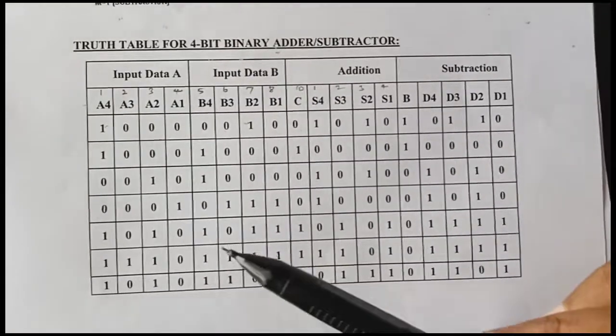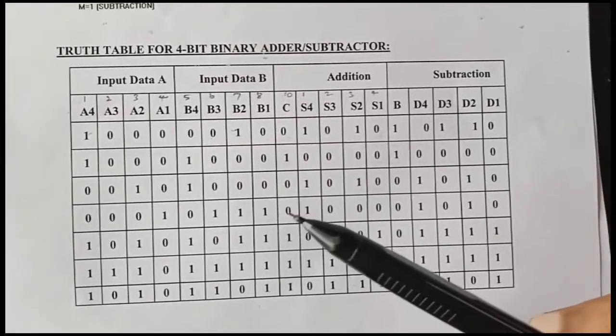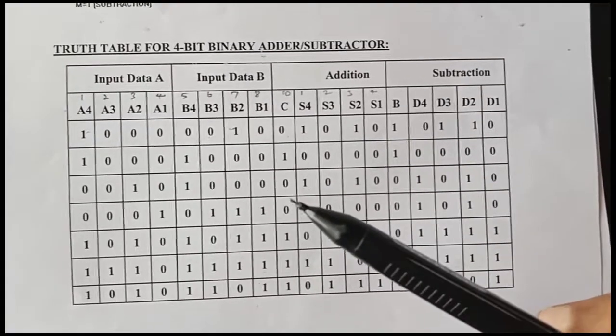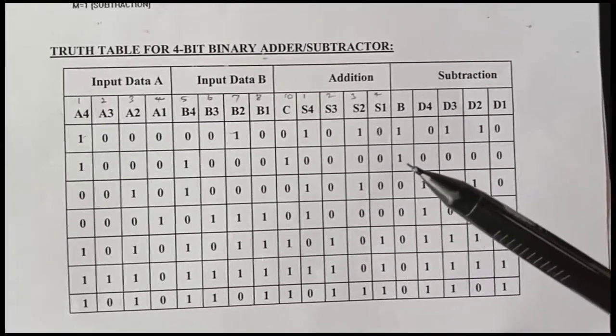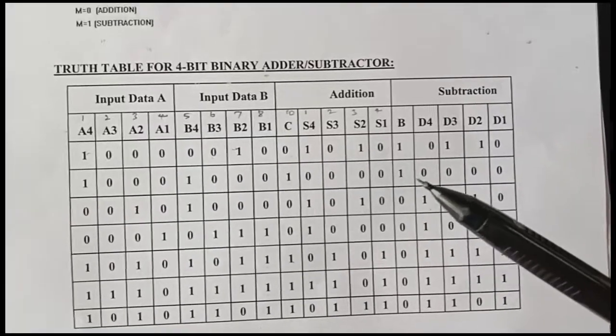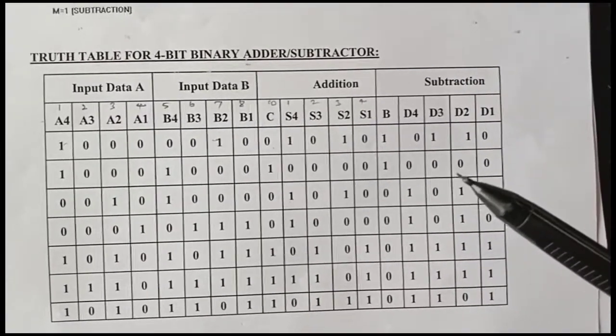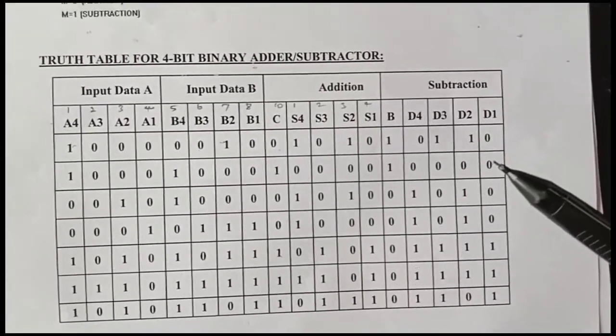So next case 1 0 0 0 is A. So B value is equal to 1 0 0 0. So in this case we get the borrow value equal to 1. D4 is equal to 0, D3 is equal to 0, D2 also 0, D1 also 0.